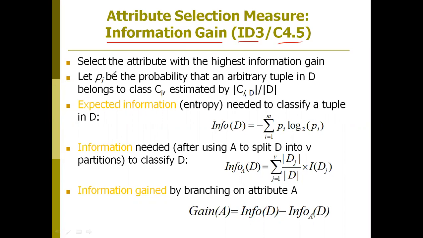So in information gain, first of all, select the attribute with the highest information gain. First you calculate the information gain for each and every attribute. Then, which attribute got the highest information gain? That is the best attribute. Select that attribute. This is actually the conclusion of this particular information gain.